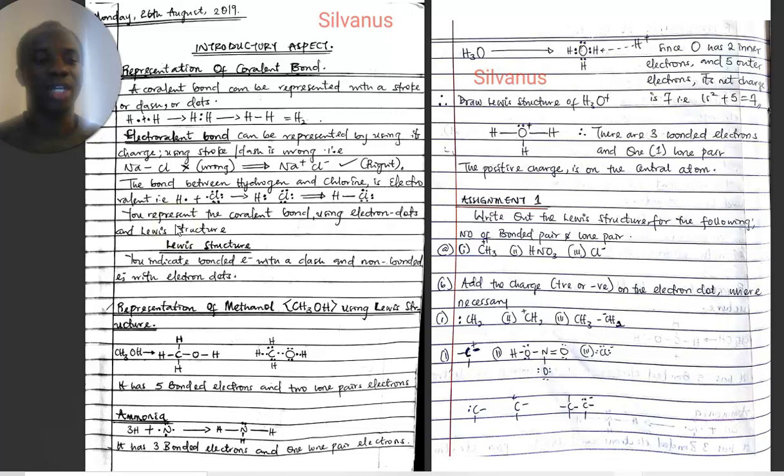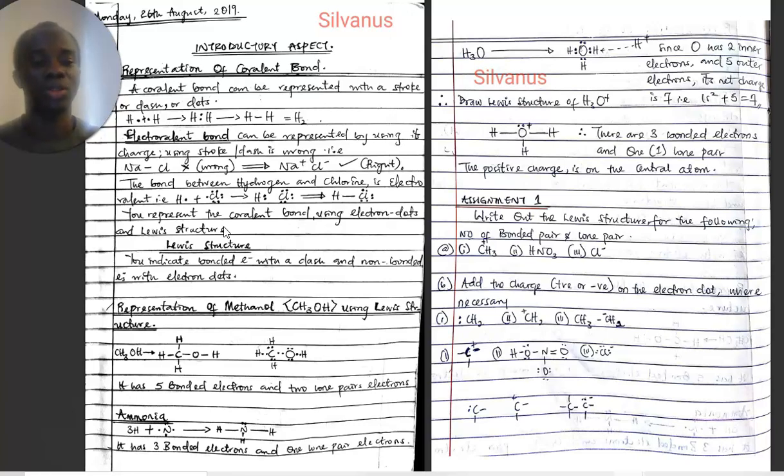Like I said earlier, you can use electron dots to represent a covalent bond, and you can use a dash to represent it, but you can't do that for an electrophilic bond.